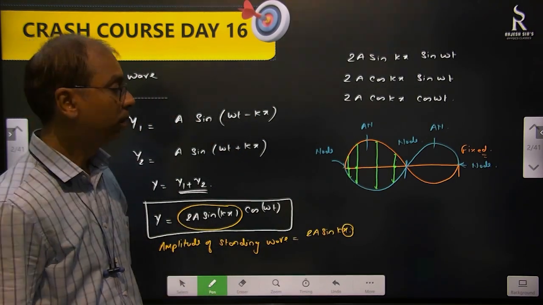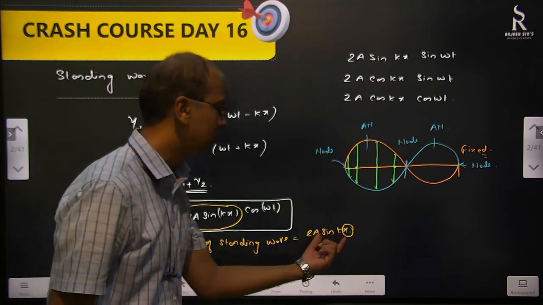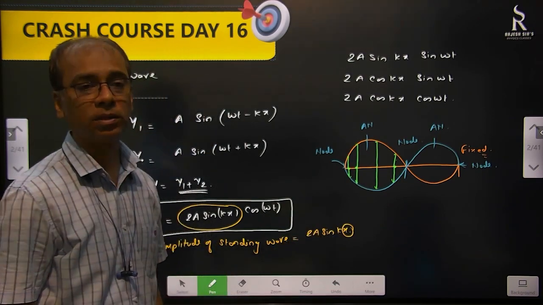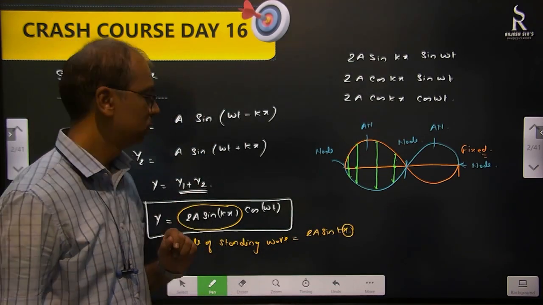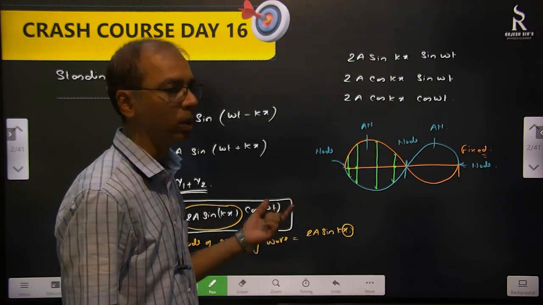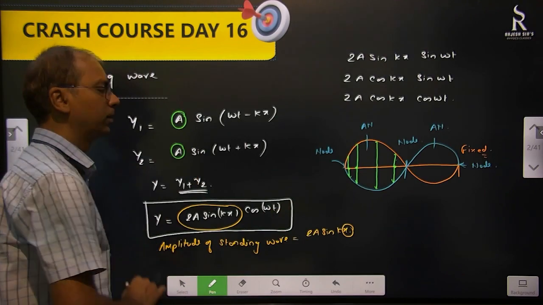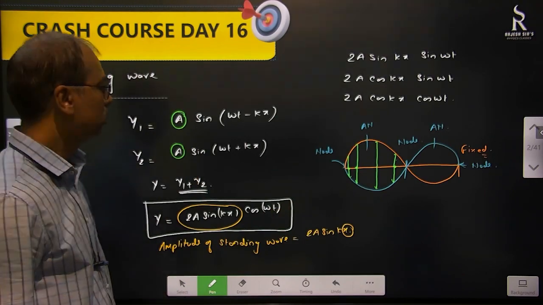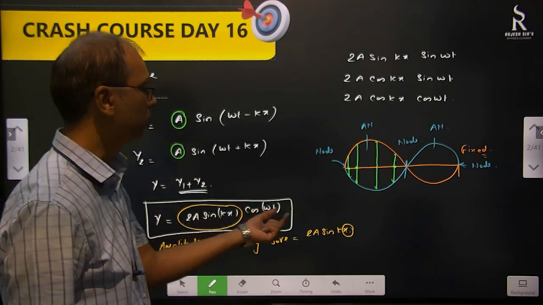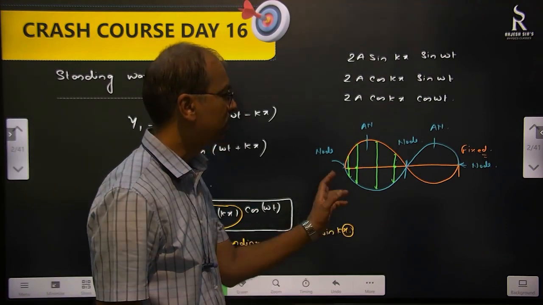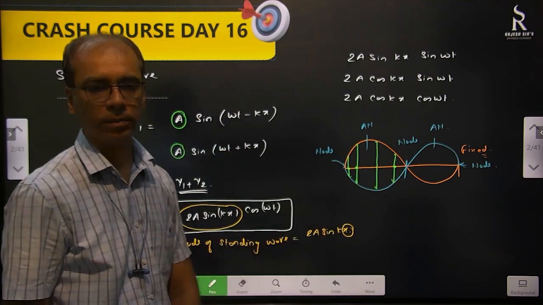What will be the maximum amplitude? When sin kx is maximum. Sin kx maximum means its value is 1. So that means the maximum amplitude here will be 2a. And 2a is what? This plus this. So the maximum amplitude of a standing wave is 2a, whereas 2a sin kx gives the amplitude of each and every particle.